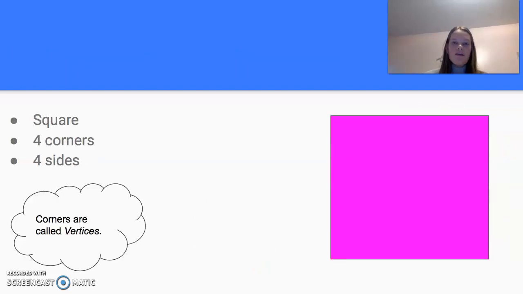So, another example of a two-dimensional shape is a square. This square has 4 corners and 4 sides. Now, sometimes corners are called vertices. Larry, do you know what a vertice is? Oh, okay, thanks. I'll tell them. A vertice is when 2 points meet. So a corner. So that's just the fancy name for a corner.